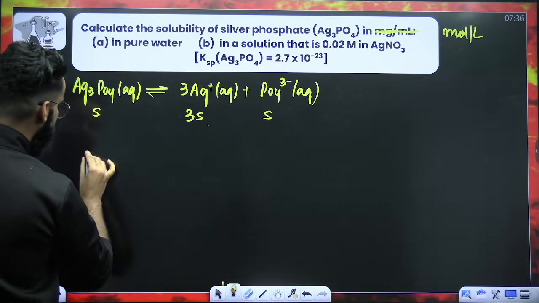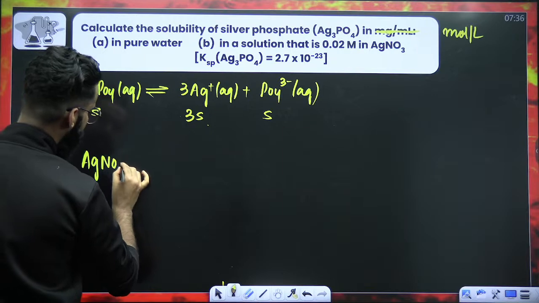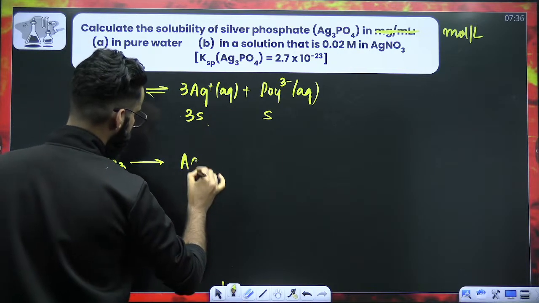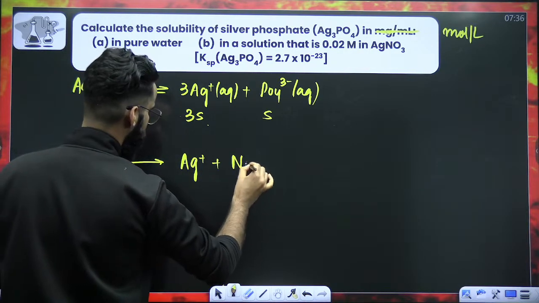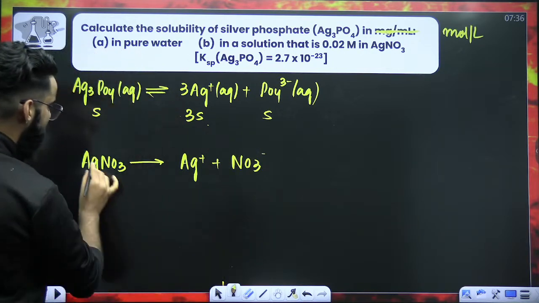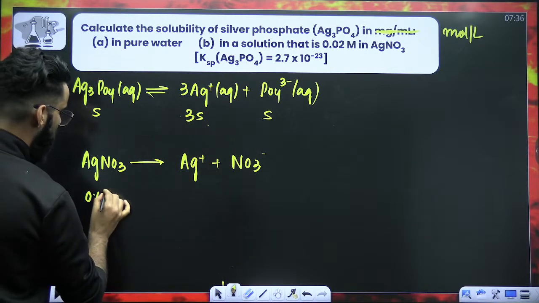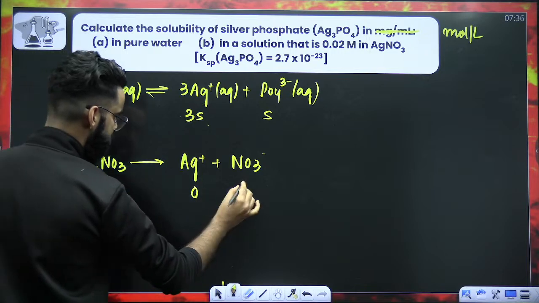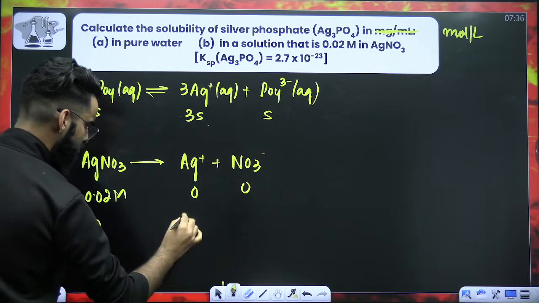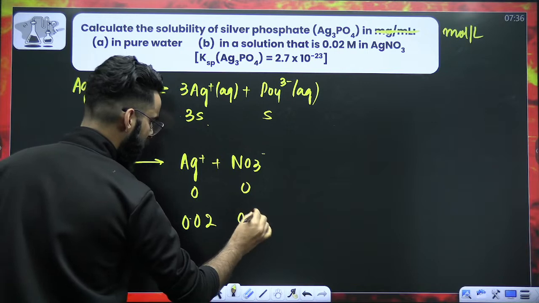Ag3PO4, I'm introducing AgNO3. Now tell me how this AgNO3 will undergo dissociation. Ag positive plus NO3 negative, right? Its concentration is 0.02 molar. Initially, this was 0, this was 0. 100% dissociation, so 0, 0.02, 0.02 molar.